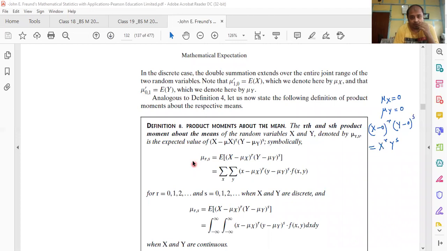So mu rs is actually the expectation of X minus mu X to the power r multiplied by Y minus mu Y to the power s. We consider the double summation, and in place of the variables, we write X minus mu X to the power r, Y minus mu Y to the power s, times f of x, y, where r takes values from 0, 1 up to infinity, s is the same, and for integration, we replace the summation by integration.